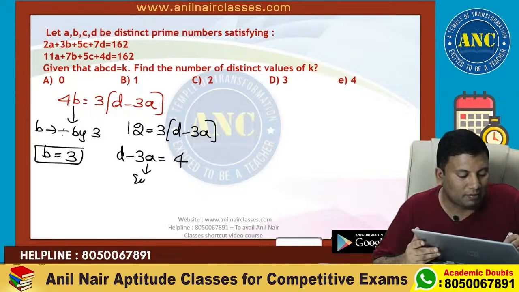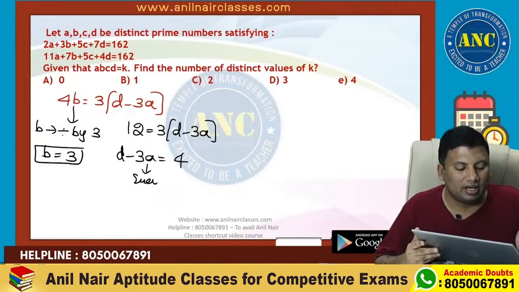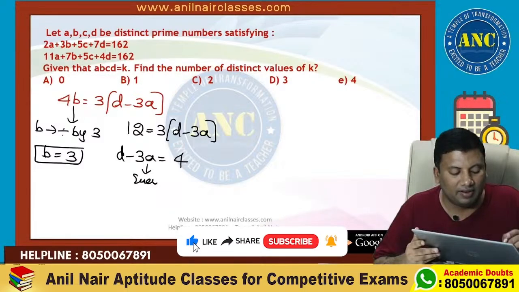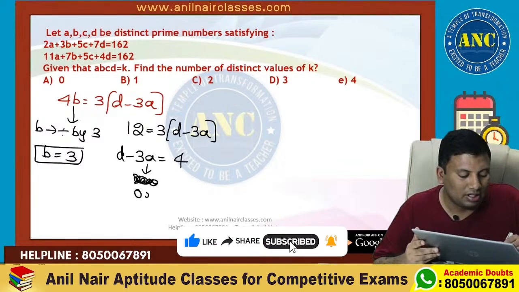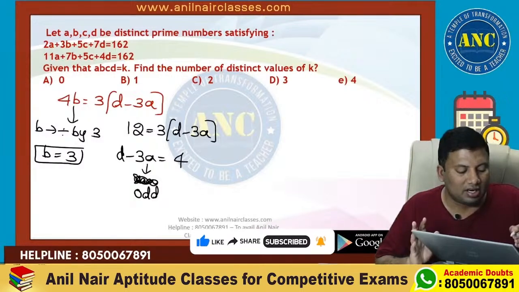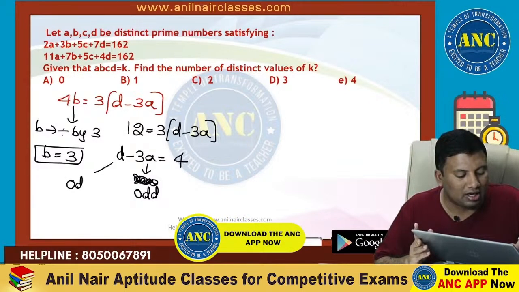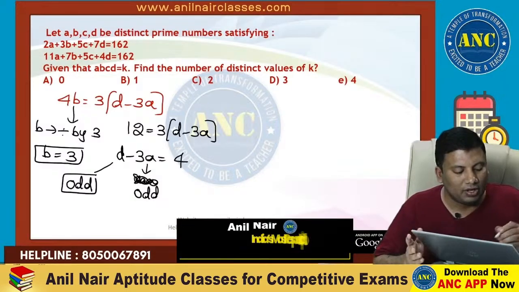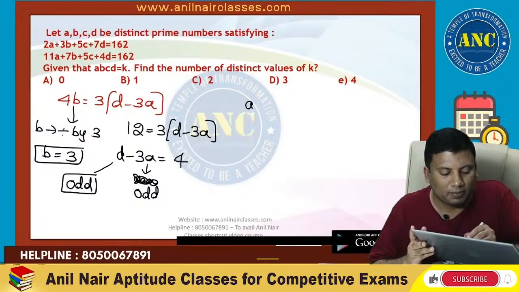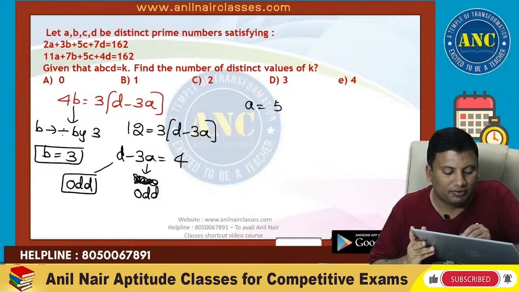You see here, if the number is even into even, even plus even is even, D will be even. This is not possible. A has to be odd. Odd into odd is odd, odd plus even is odd. A will be odd and D will be odd. A is odd and D is odd. So 2 cannot be possible. 3 is already given.